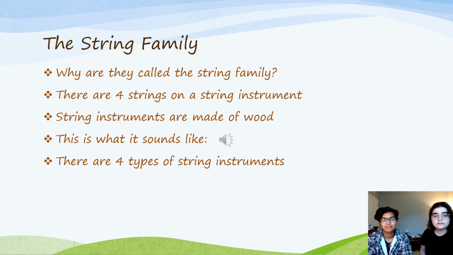So all of the orchestral string instruments have 4 strings on them. And then there are 4 different types of string instruments. And those instruments, in order of smallest to largest, are violin, viola, cello, and then the double bass. Cool. So this is what a string instrument sounds like.